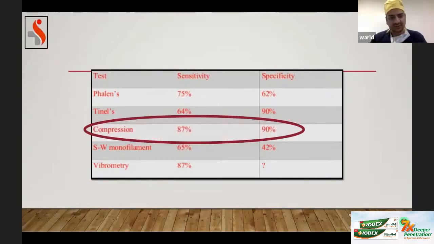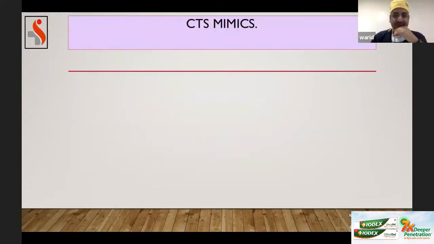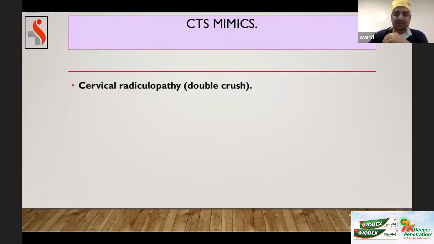And you can see in this graph, if you compare Phalen's, Tinel's, compression test, monofilament test, the compression test is the best, 87% sensitive and 90% specific. So once we have diagnosed carpal tunnel syndrome, we always have a differential diagnosis in our mind, and we should always have one when diagnosing any condition, to rule out the other things.